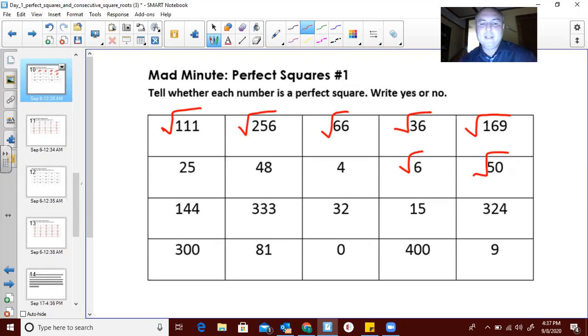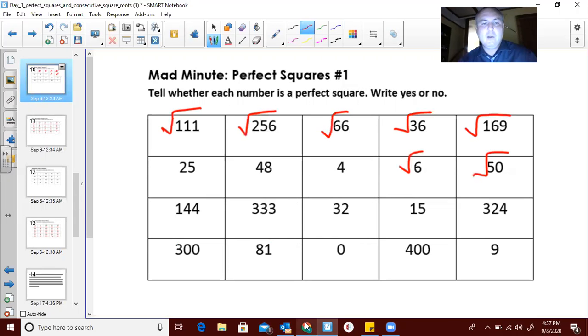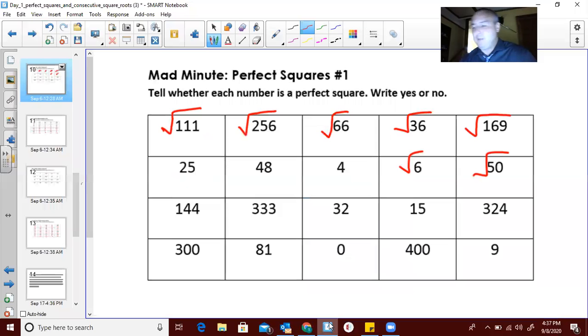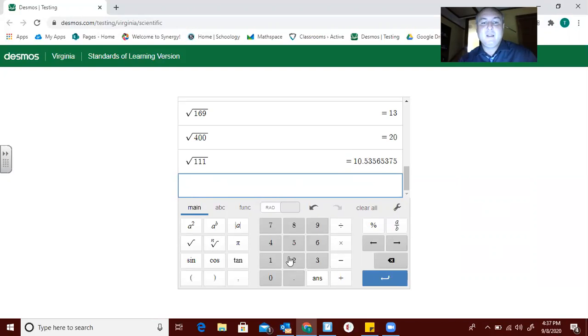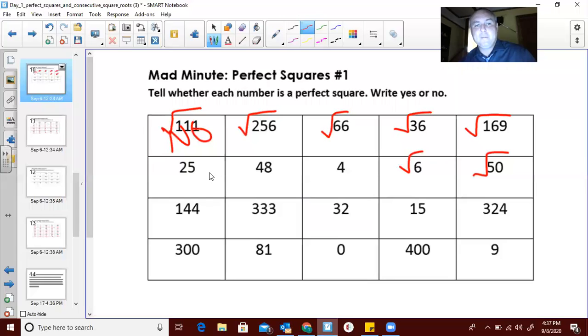And all you have to do is come down here to Desmos. You're going to type in square root, what was the first one? Square root of 111. Now it has a decimal. That's not a perfect square. A perfect square has to be a whole number. So once you see a decimal followed by a bunch of other numbers, it's not a perfect square. So you can say no to this one. Let's try 256. Some of you already know because we've seen it 3 or 4 times now. 256 equals 16. That is a whole number and is in fact a perfect square. So this one right here would be yes.